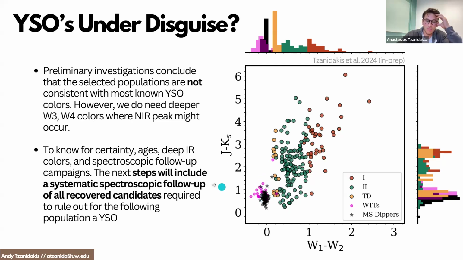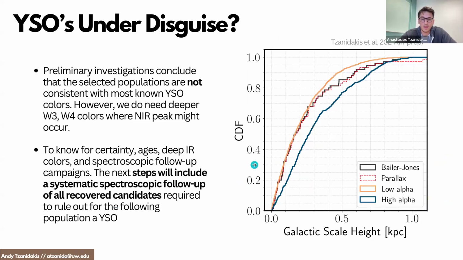Or if you're lucky, if you have deeper infrared colors. So I think that in reality, what we need is deeper infrared colors, specifically in the W3 and W4 bands. But unfortunately, for most of our sample we don't have those because there are non-detections there that we've looked at. So next steps should include looking at the spectra of some of these objects.